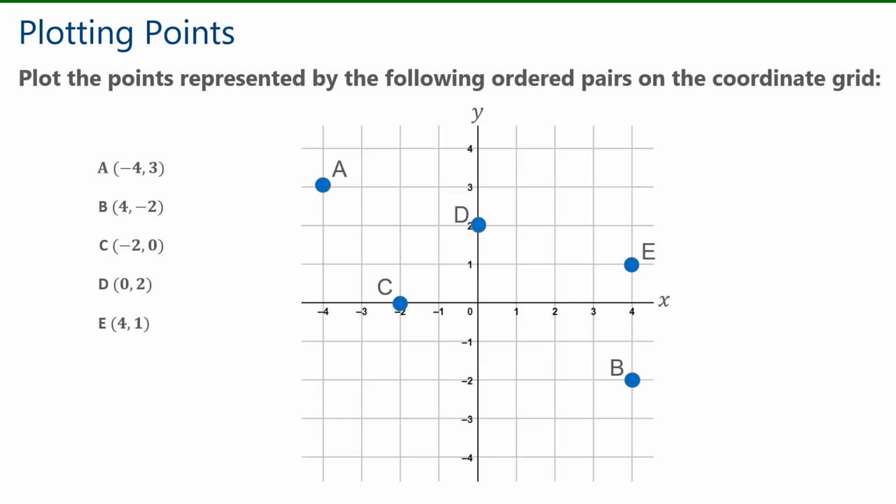Finally, point F has coordinates -1, -3. To get to point F, we start at the origin and move 1 unit to the left and 3 units down. F would be located here, and it's in quadrant 3.